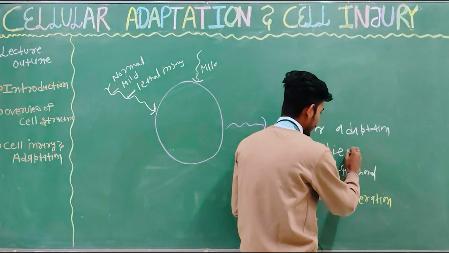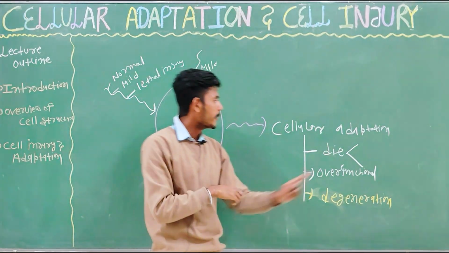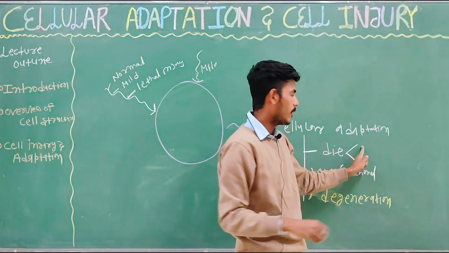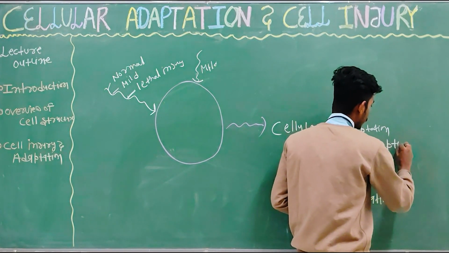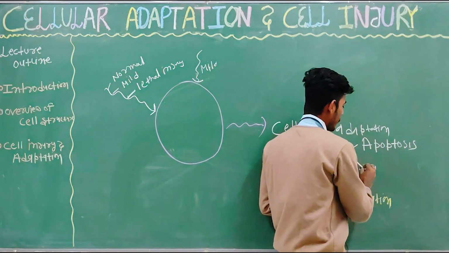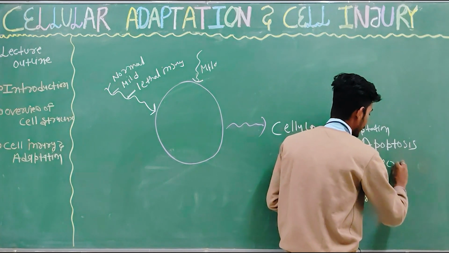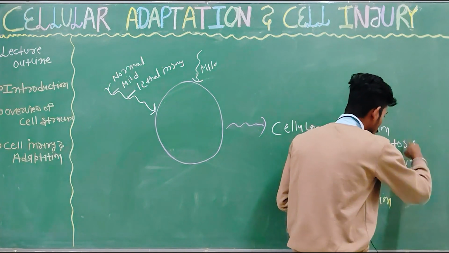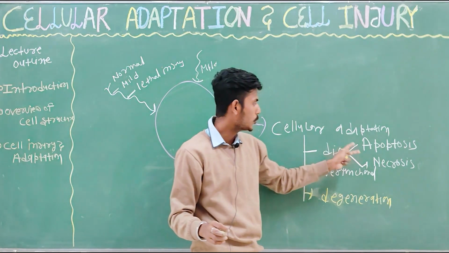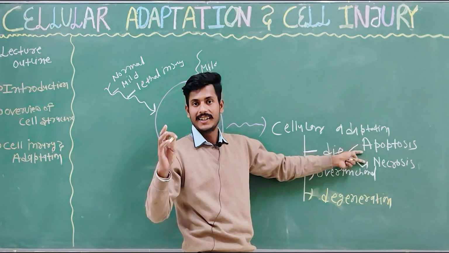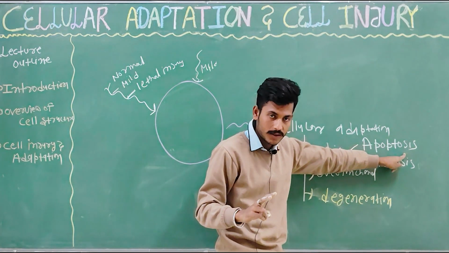Here this death can be of two types. The first type is called apoptosis. Another type is called necrosis. So these are the two means by which a cell can die. Cellular death can happen by two means: one is called apoptosis, another one is called necrosis.